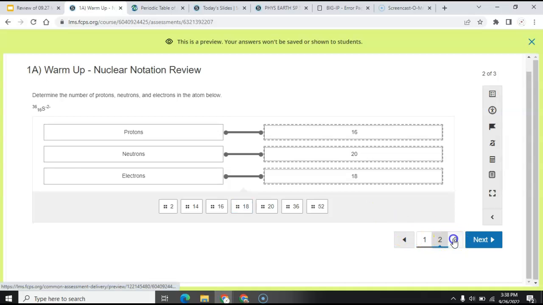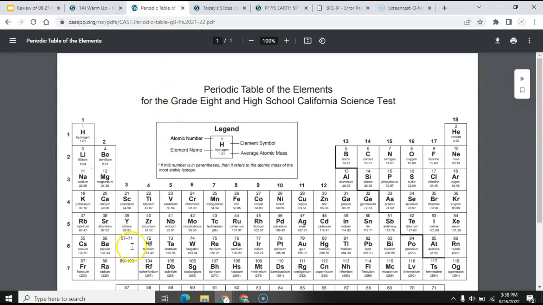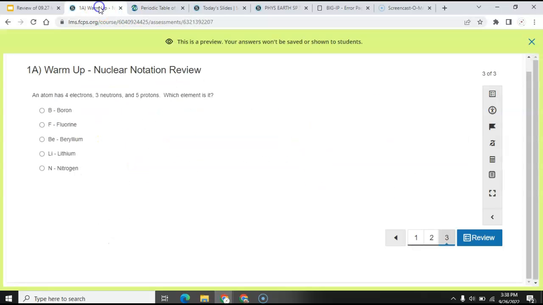All right, last question is, an atom has 4 electrons, 3 neutrons, and 5 protons. Which element is it? So I want to identify which element on the periodic table it is. So which subatomic particle or property has you identify the element? Well, remember, the one that you use to identify the element is the number of protons, like we did with the blue chips. So all I have to do is focus on the number of protons. I don't need electrons or neutrons to help me here.